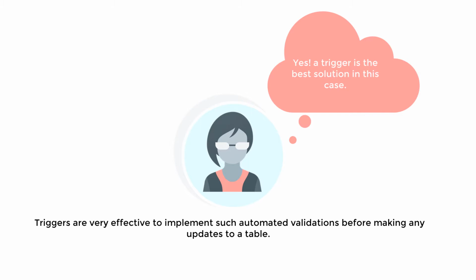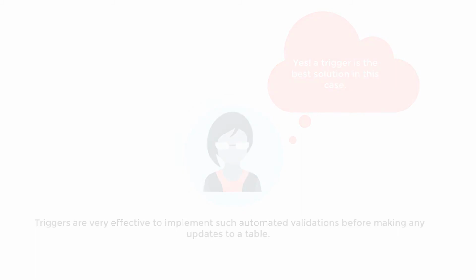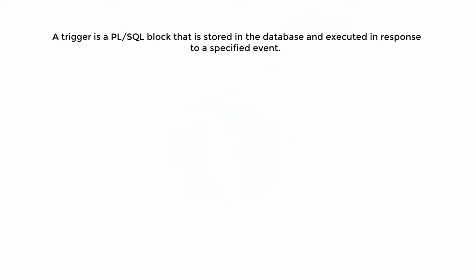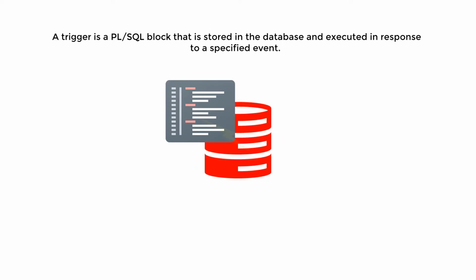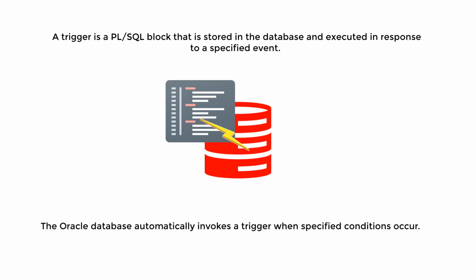This is one of the many scenarios where PLSQL triggers are very useful. So, let's proceed further to understand what triggers are. A trigger is a PLSQL block that is stored in the database and executed in response to a specified event. The Oracle database automatically invokes a trigger when specified conditions occur.